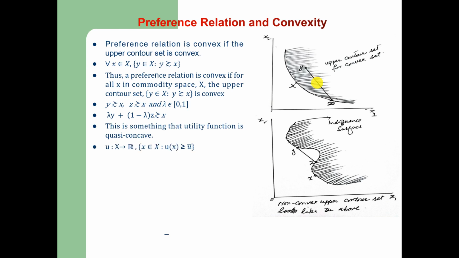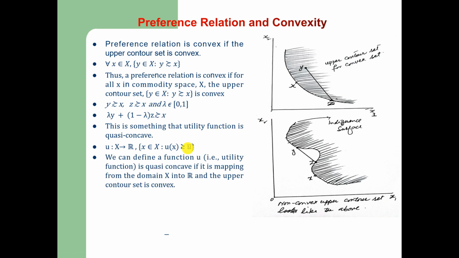And we may say that a function u, which is a mapping from the domain into R, and the set of x in the commodity space such that utility of x is greater than some given level of utility u bar. So we can define a function u, that is the utility function, as quasi-concave if it is a mapping from the domain X into R and the upper contour set is convex, and this means that this is the upper contour set which is convex.